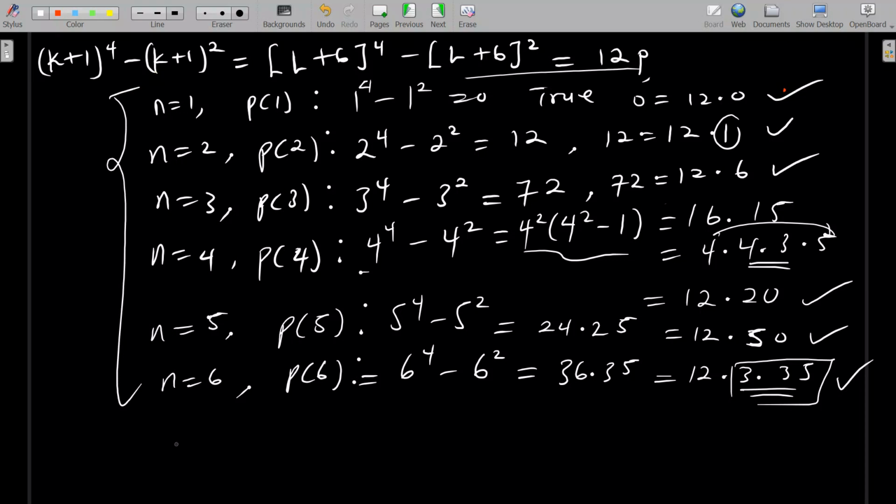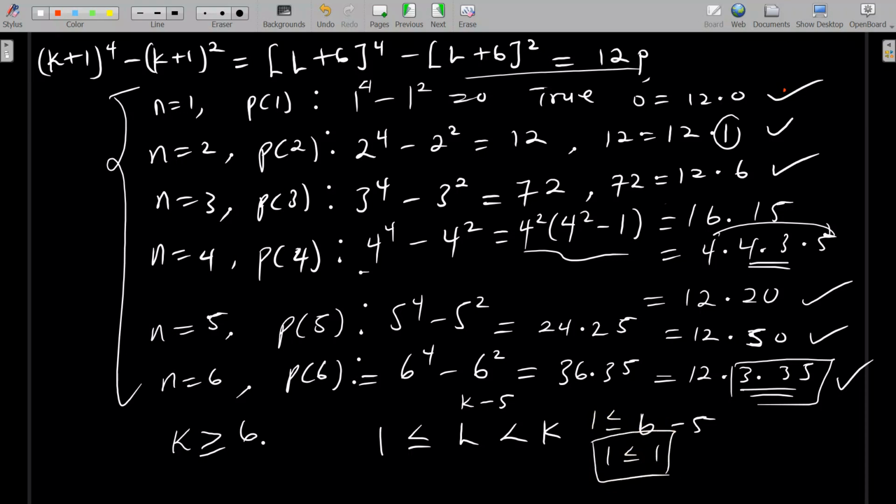So before we started, we were supposed to show all these base cases and say that the claim is true for every k that is greater than or equal to 6. Then if k is greater than or equal to 6, the smallest n we started with was actually 1. So it means 1 is less than or equal to L and L is less than k. Now L is equal to k minus 5, right? So k is starting from 6, greater than or equal to 6. So when k is 6, you have 6 minus 5, which is 1, and 1 is less than or equal to 1. The equality holds, right? So that is it.